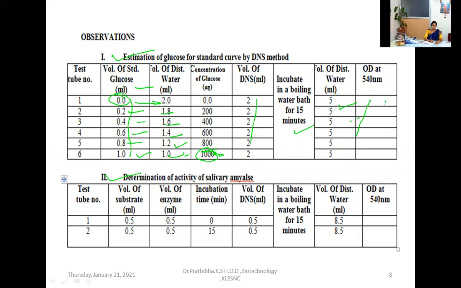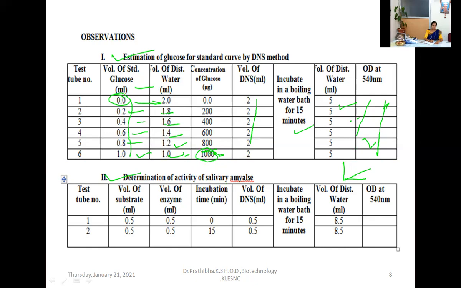With this OD you are going to plot the graph. From here to here, that OD will be given. So you need to plot the graph, x-axis and y-axis. You will get the OD from the in-charge teacher. You need to plot the straight line. Then next, let us go to determination of activity of salivary amylase.